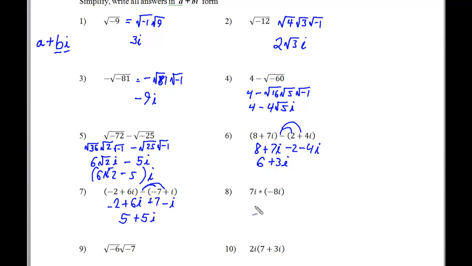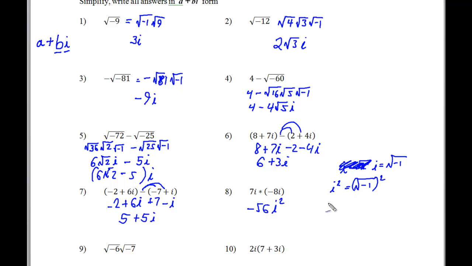7 times -8, this is going to be -56, and this brings up a pretty interesting point. I've got i times i, which is going to be i squared. Now, here's the funny thing. i squared has a property. Okay, hold on, I made a mistake, let's start over. i is equal to the square root of -1. So i squared is equal to the square root of -1, squared.